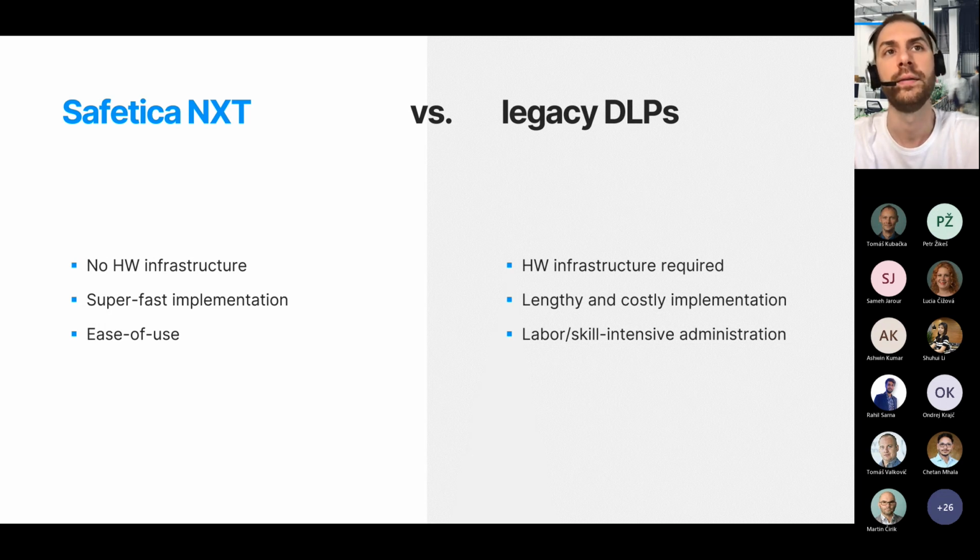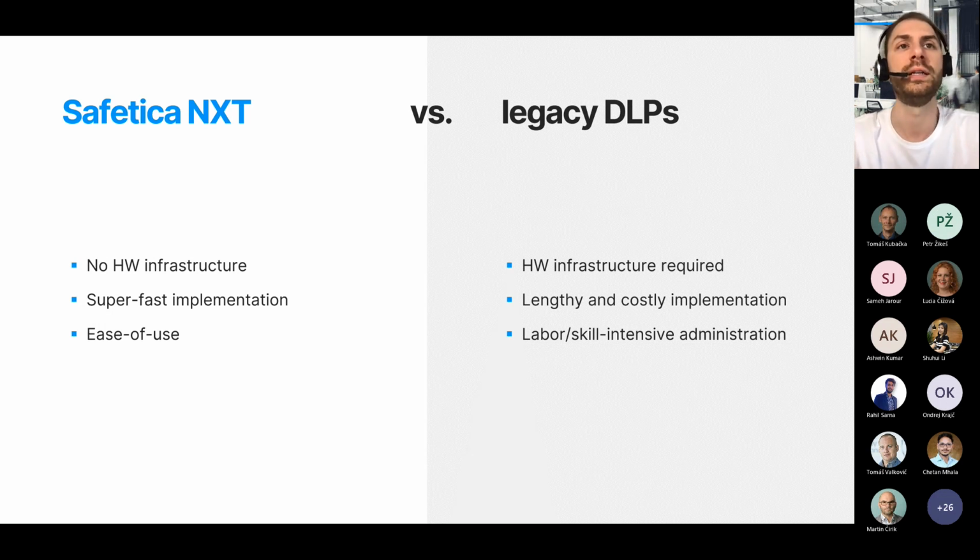On the other hand, the legacy DLP obviously requires hardware infrastructure because they are usually on-prem solutions. The implementation projects usually tend to take from quarters to even over a year. So they become pretty lengthy and costly projects, I would say.